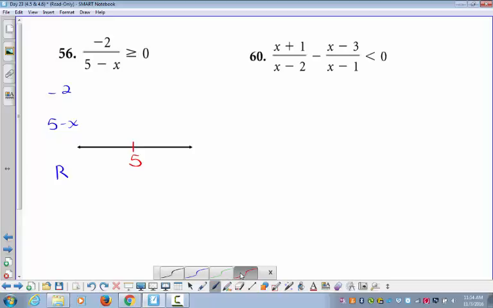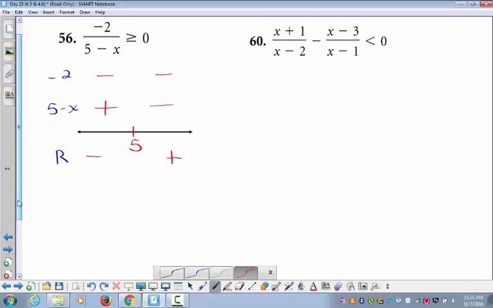Now, -2, isn't that always negative no matter what? That's not going to change anything. It's always negative. It's not going to change based on x. But here, this changes, right? If we're to the left of 5, it's positive. If we're to the right of 5, it's negative. So our result then is negative, positive. And the goal said find the x's for which this expression is greater than or equal to 0. So what should our final answer then look like?